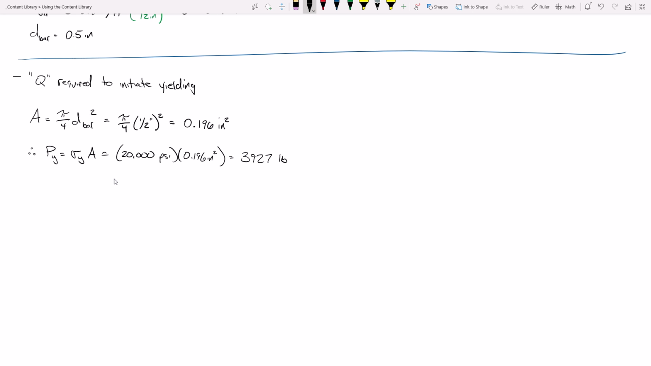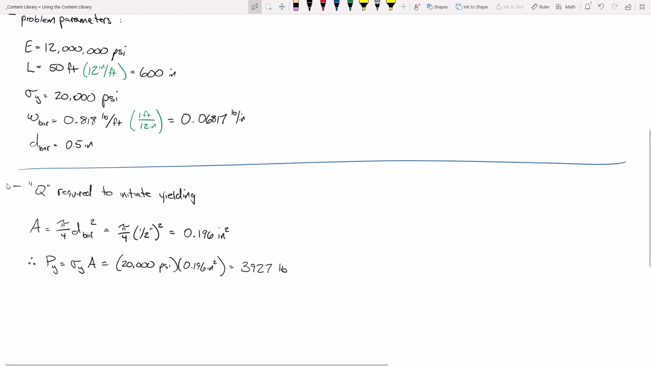Now you're shaking your head no. Why? You have to subtract the total weight of the bar. Exactly, because the bar currently has a load on it, on top of Q, its own self-weight. So how would I determine how much load is on it in terms of its self-weight? We know the bar weighs 0.06817 pounds per inch. We also know the bar is 600 inches long, right? So what we need to do is subtract that effect out. So Q is Py minus, we'll call it the bar weight, which is, here, I'll do it like this.